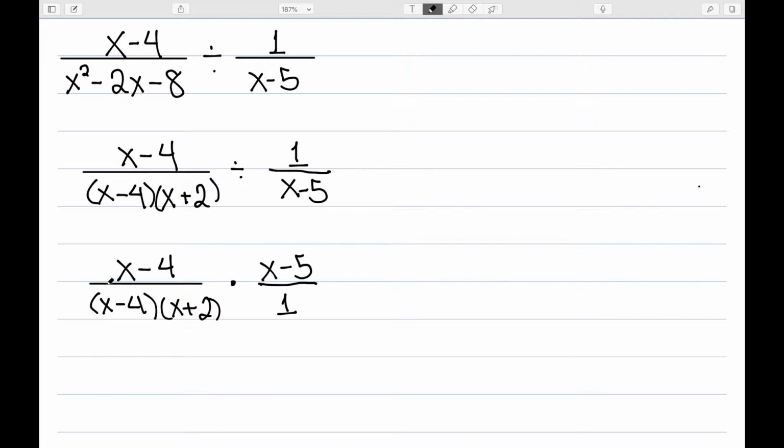So now I can cancel. I have an x minus 4 on the top and the bottom, and when I do that, I'm left with an x minus 5 on the top and an x plus 2 on the bottom. So now I have my simplified form.